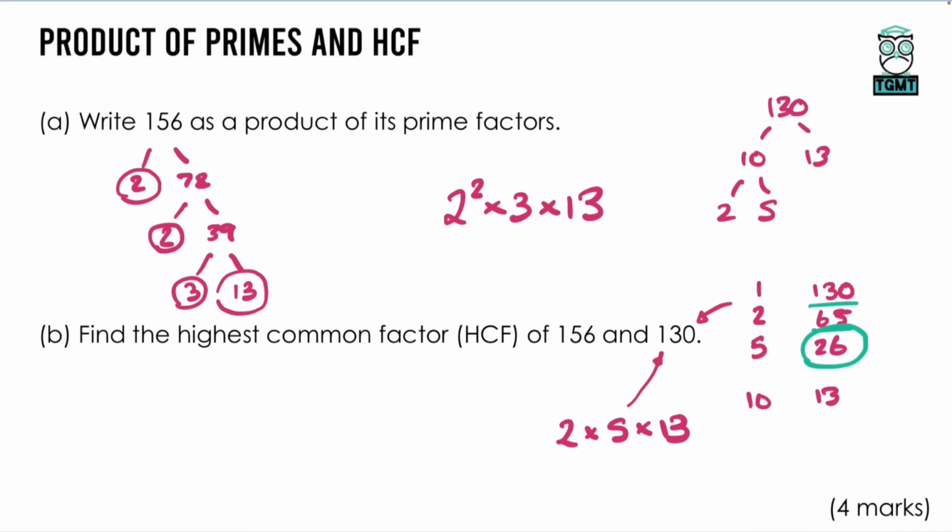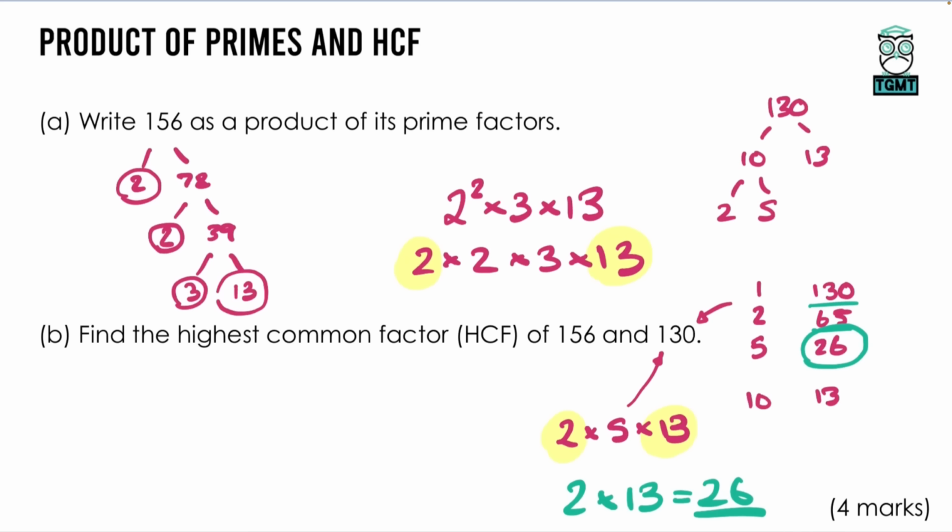Now once you've got them both written as a product of prime factors, again we'd want to write this in its long form ideally, above, any prime factors that are in both, so we have a 2 in both, and we have a 13 in both. To find the highest common factor, you just multiply those two numbers together. So we link those up, times them together, and we get 2 times 13, which is 26, which of course we already knew anyway, but there we go.